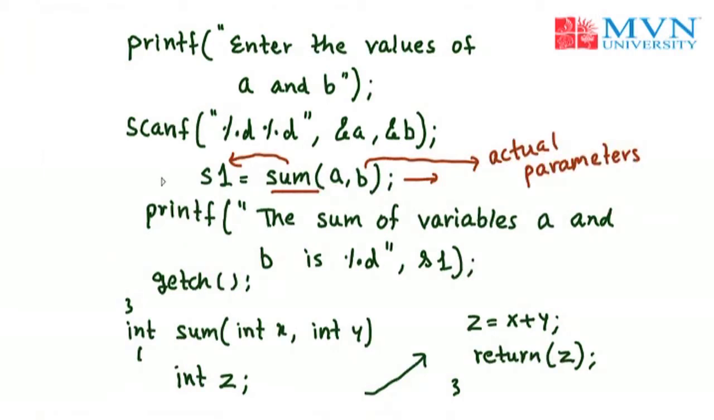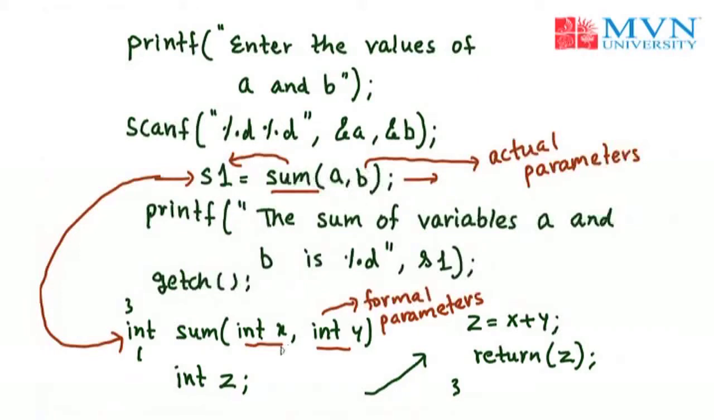When the compiler encountered this line, it noticed the sum function and the control is transferred to the line where we define the sum function. Here we start the sum function, and in it we take two parameters, int x and int y. These parameters are known as formal parameters. So when we define the function sum, we use the formal parameters instead of the actual parameters.